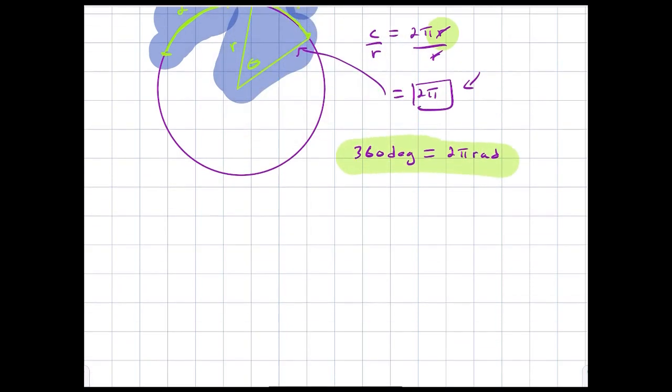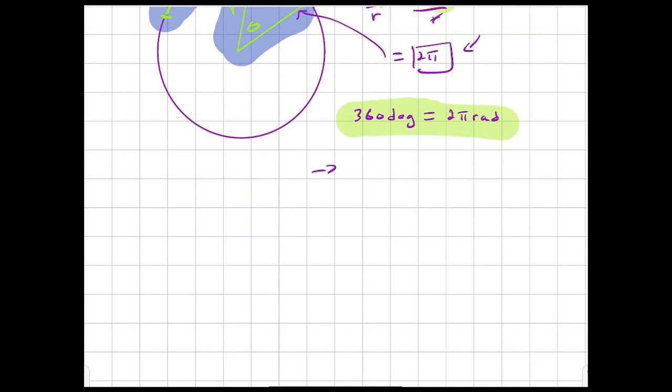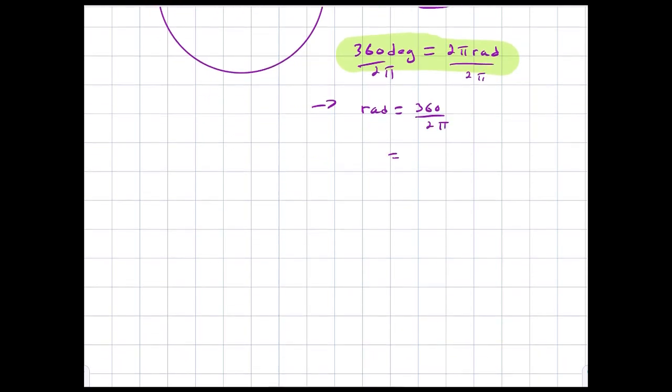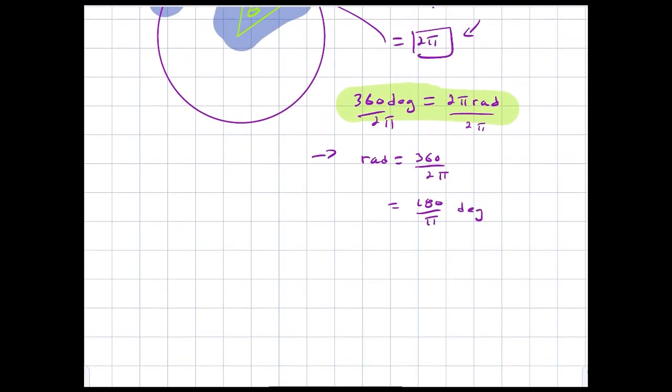So if I want to know what 1 degree is, well, first of all, what is 1 radian in terms of degrees? 1 radian is equal to, well, I'm going to divide both sides by 2 pi. The 2 pi's cancel to give me just the 1 radian, and it's going to be equal to 360 over 2 pi, or 180 over pi degrees. That is how many degrees are in a radian. There are 180 divided by pi degrees in a radian.